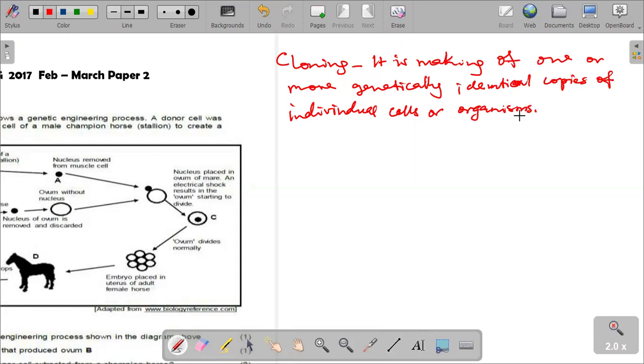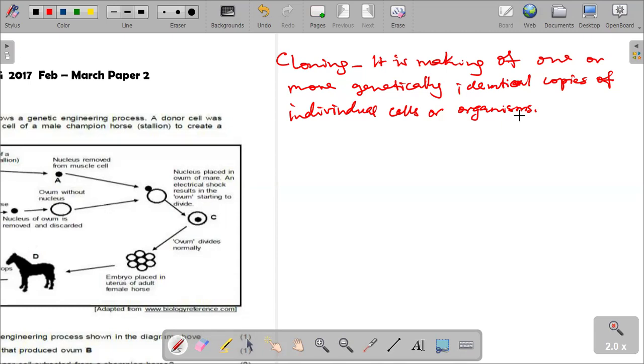In other words, we have a copy of a cell, or an organism that can be used as a champion, or that has the desired qualities and characteristics, which is therefore used to produce identical copies that are a replica of itself. In that regard, that is cloning.